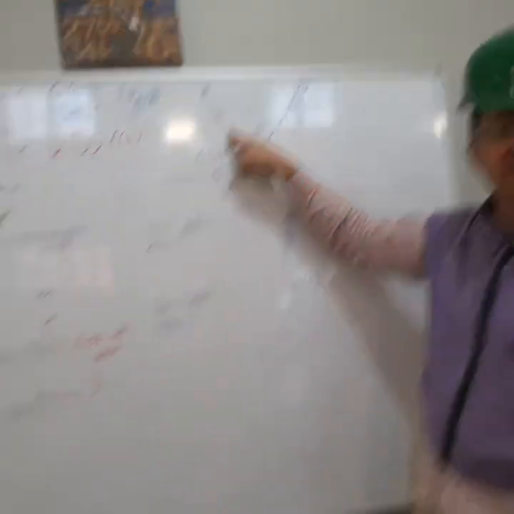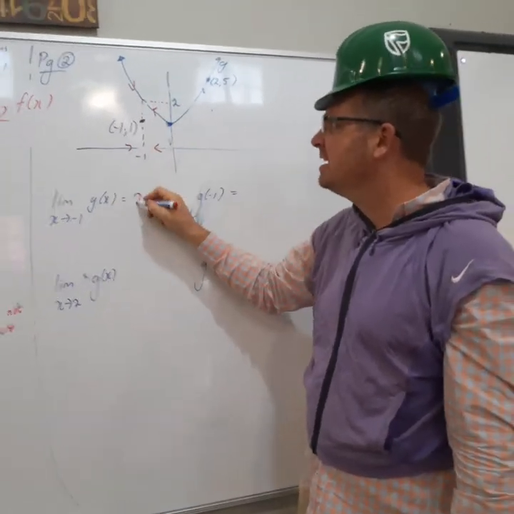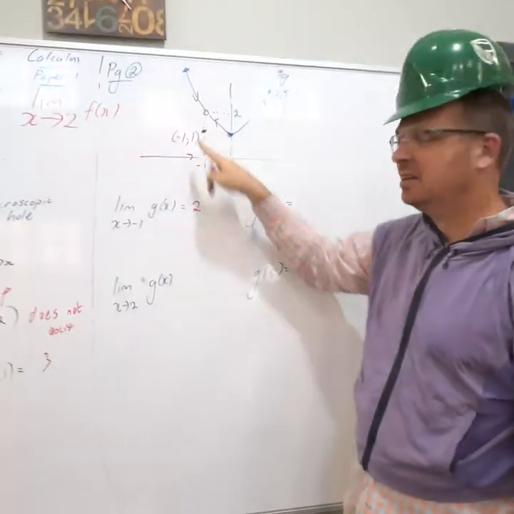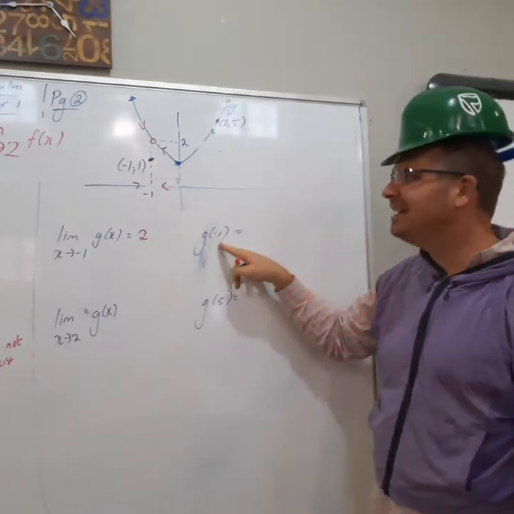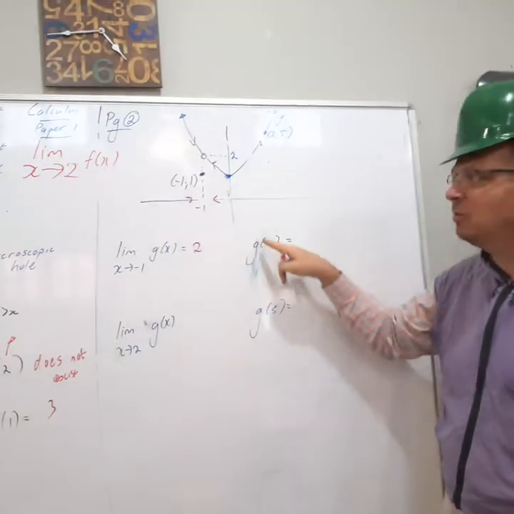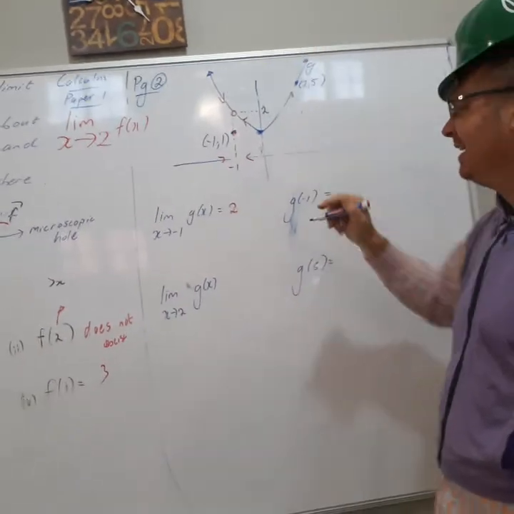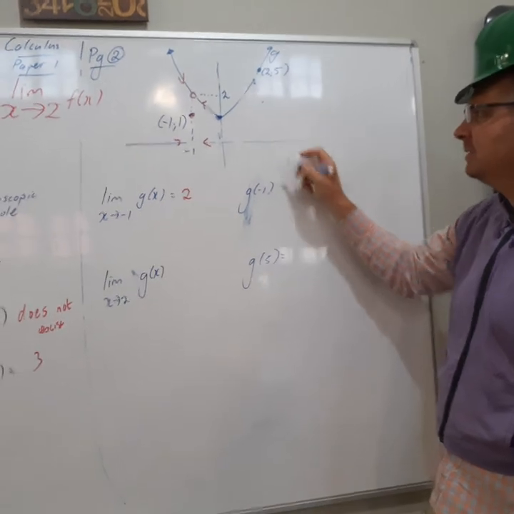As x heads towards negative 1, your y value is heading towards 2. So the limit as x tends to negative 1 on graph g is equal to 2. Both of these cockroaches think they're going to get to 2. g of negative 1, however, means what is the y value when x is negative 1? Well, when x is negative 1, there's the point. Okay, when x is negative 1, y is going to be equal to 1.